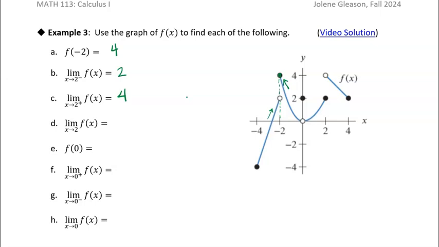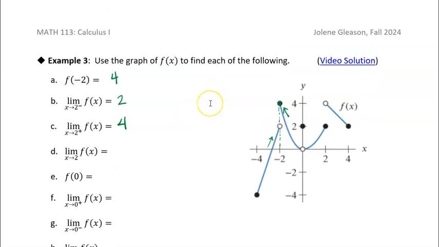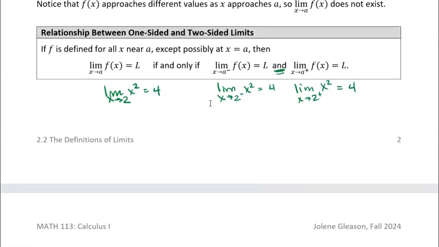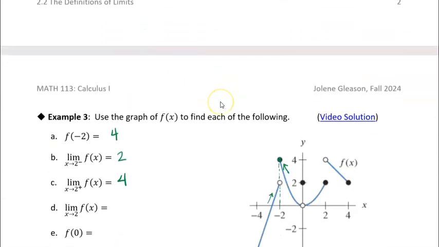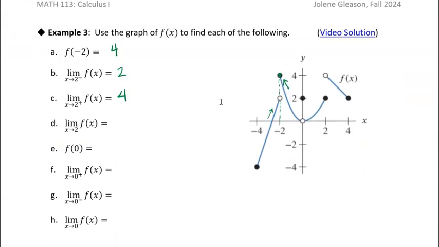Now, the next one is asking, what's the limit as x approaches -2 of f of x? Like we said in that last little box up here, if the left and right-hand limits are equal to each other, then the limit as x approaches that value exists. In this case, we've got an issue, because the left-hand limit and the right-hand limit are not equal to each other. So this limit does not exist. I'm going to write DNE, which means does not exist.